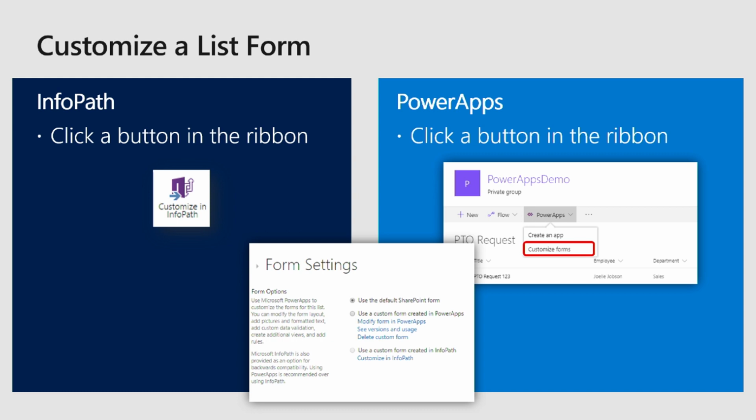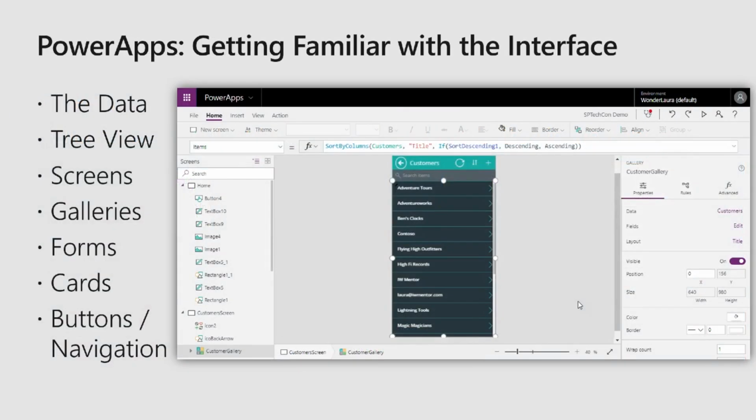But you also have in your list settings, do you remember the form settings, where you could see if it was customized with InfoPath, and you could turn the InfoPath form off and switch it back. Both of these have a form settings screen where you can see whether it's the default form, Power Apps, or InfoPath, and delete any custom forms, just the same way you did with InfoPath.